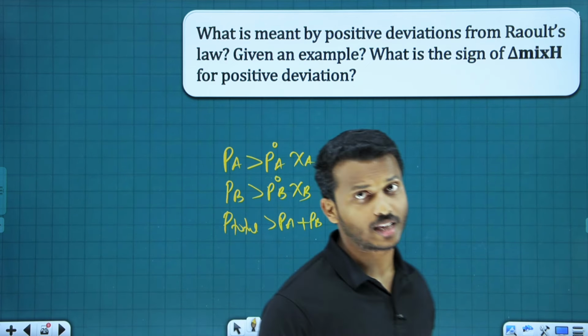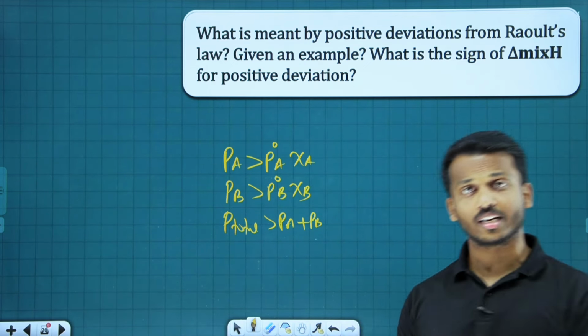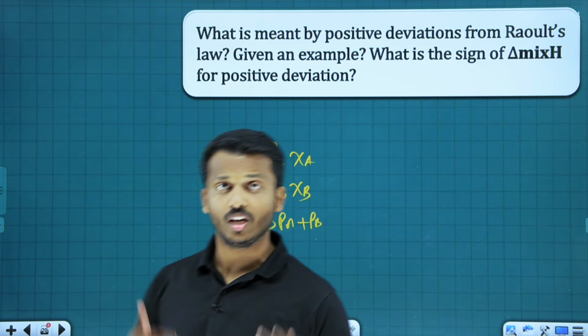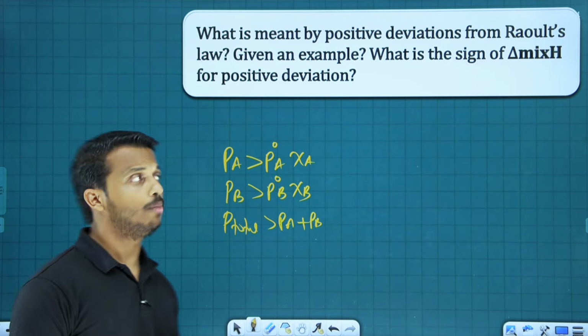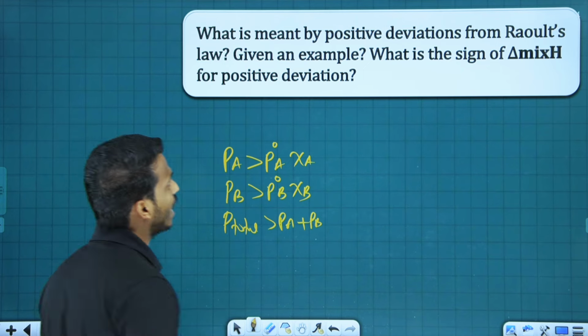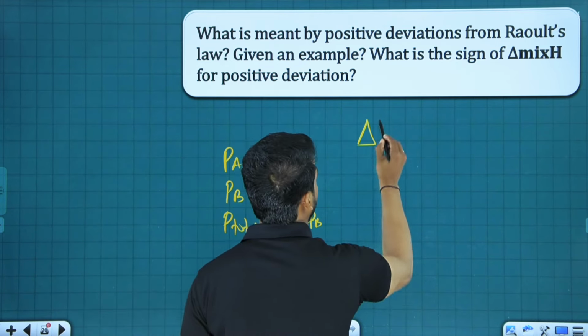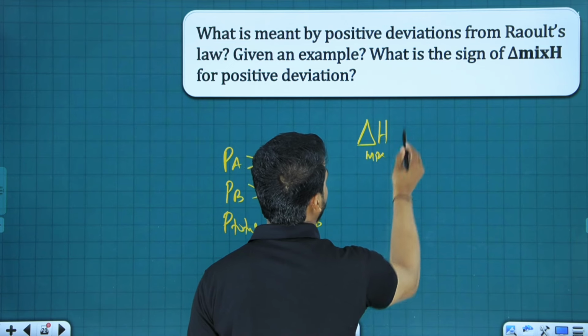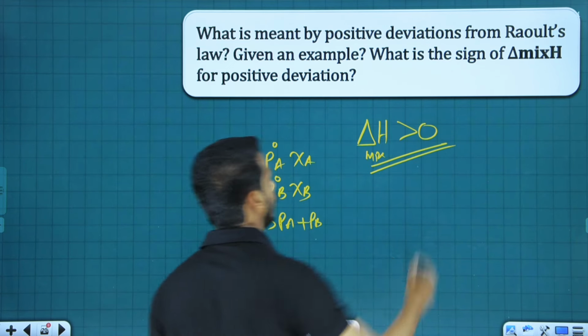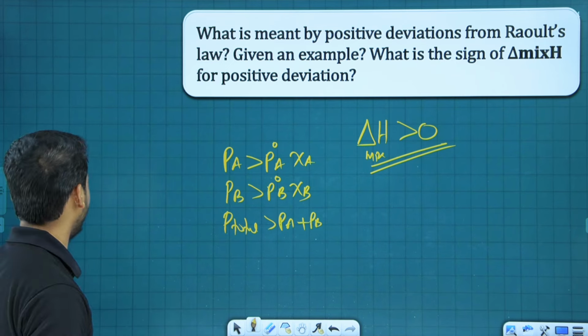And also you can say all the points we studied about positive deviation in theory: delta V mixing greater than 0, delta H mixing greater than 0, AB interaction weaker, and it forms a minimum boiling azeotrope. What is the sign of delta H mixing for positive deviation? Greater than 0, right? For positive deviation, delta H mixing greater than 0, endothermic. That is the meaning.